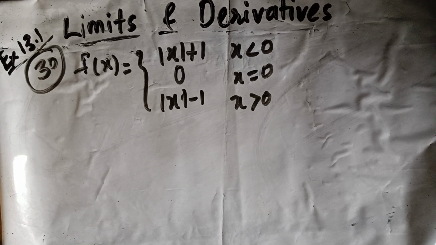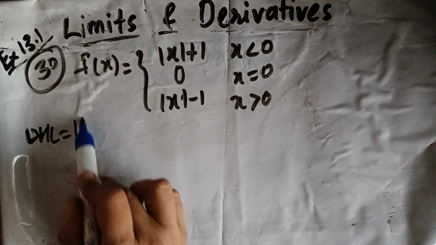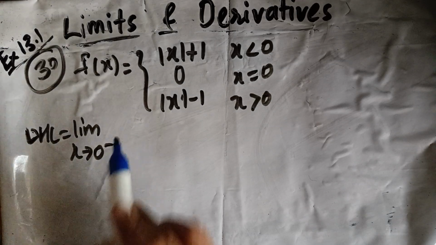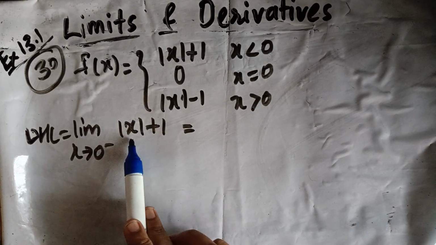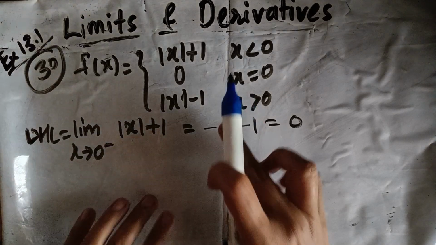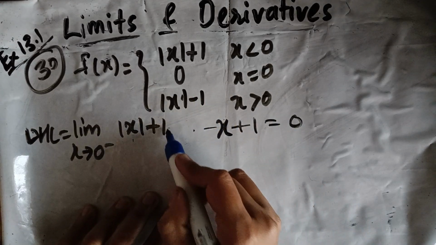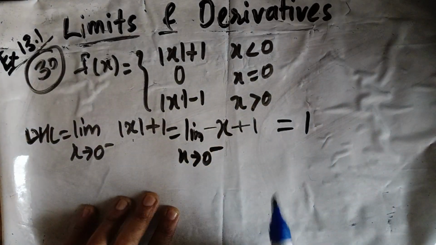f of x equals mod x plus 1. So we have to find for what value of a the limit as x tends to a of f of x exists. Okay. So first we'll find out the LHL, 0 minus. So here you have to take less than 0, so negative values. So this becomes minus x, sorry, this will be minus x. Now you have to put here 0. So this is 1. Okay.